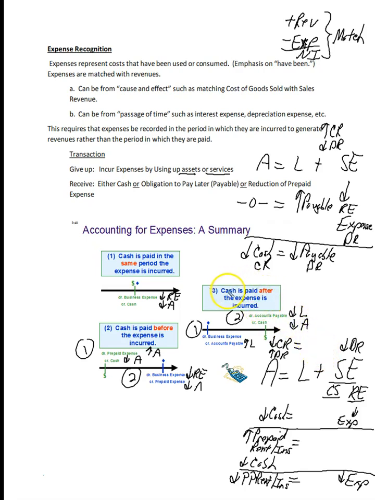So again, three tiny possibilities when the cash occurs. So expenses can be used at the same time we pay cash. Sometimes, like with rent and insurance, we pay for those costs ahead of time and then consume the cost, the rent or the insurance. The third possibility is that we first consume the cost, like we use the utilities, and then we pay for it later.